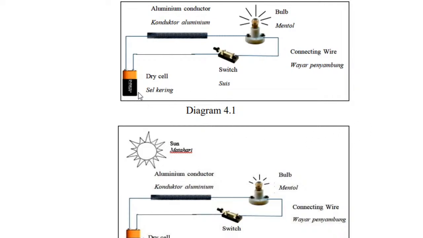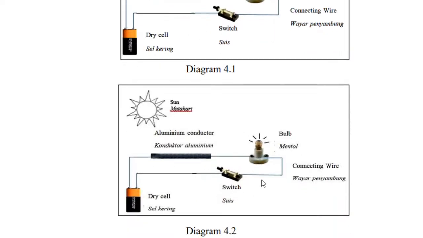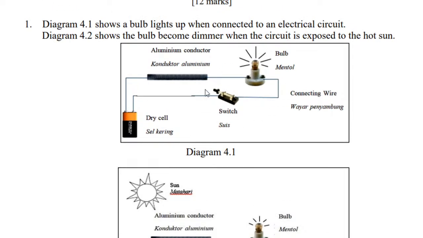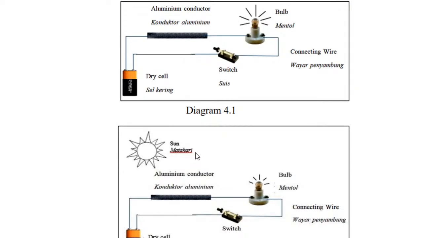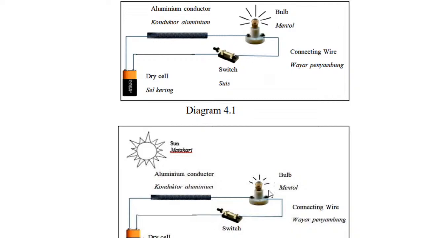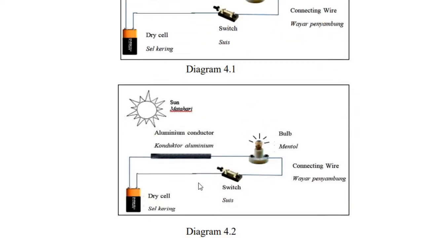So using the same dry cell, the circuit is all the same. It's just that in the first diagram there is no sun, and in the second diagram you can see the sun here. So the two variables involved here: the sun will be temperature, right? Temperature, and the other one here will be the brightness of the bulb.